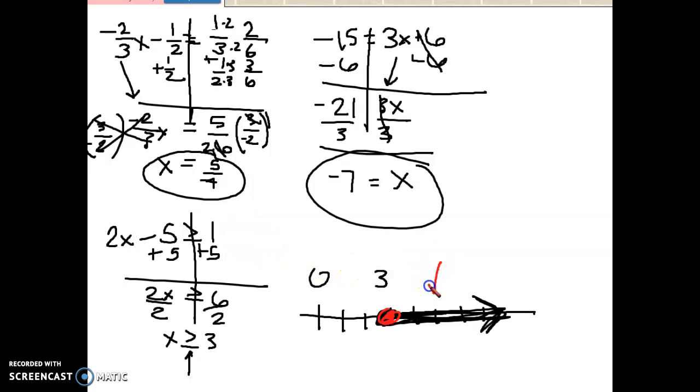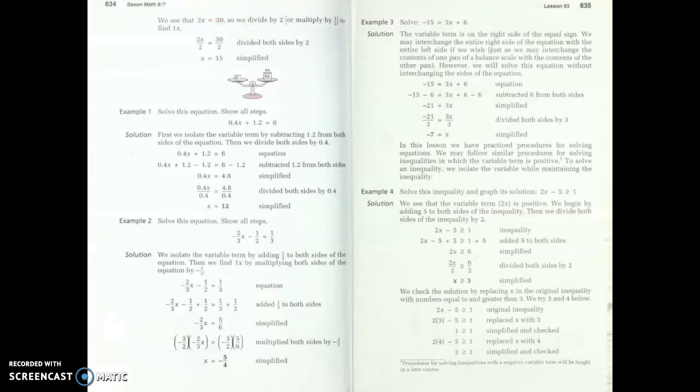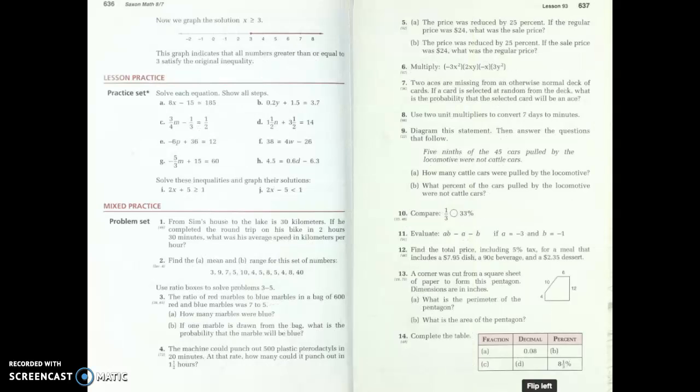Let's say we picked 5. If we plugged 5 into this inequality, it'd be 2 times 5 minus 5, is it greater than or equal to 1? Well, 2 times 5 is 10, minus 5 is 5. Is 5 greater than or equal to 1? Yes, it totally is. Since that is a true statement, we know that this number line and that this value is going to be true. Let's go back to Saxon. And I think that's the last problem.